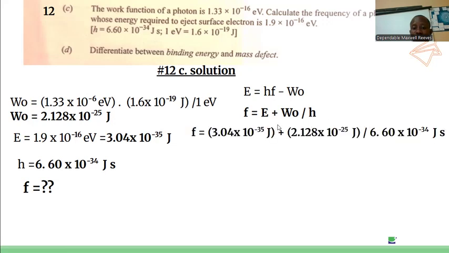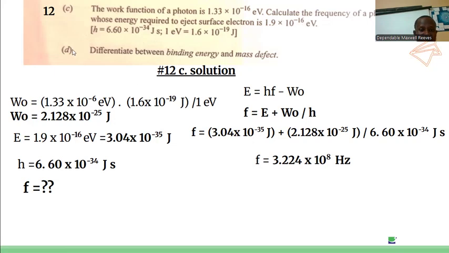So replacing all of the values down, replacing the energy E plus the work function and dividing by the Planck constant. So we will firstly add this and this. The sum obtained here will be divided by the Planck constant. So doing that, we have our final answer to be 3.224 times 10 to the 8th power hertz. So this is our final answer for question number 12C.